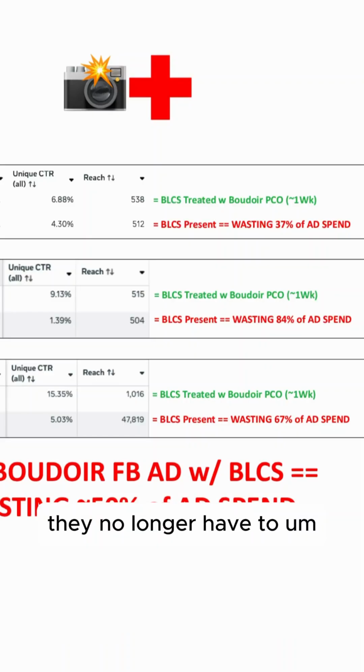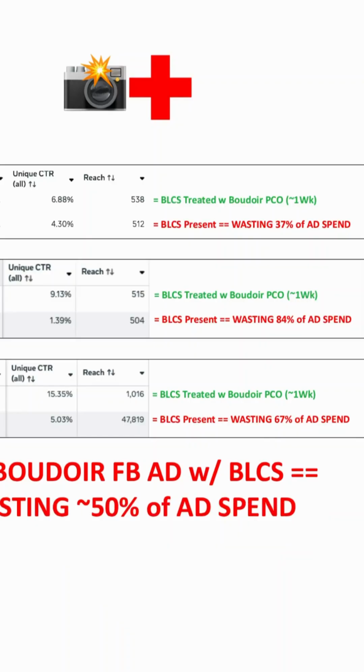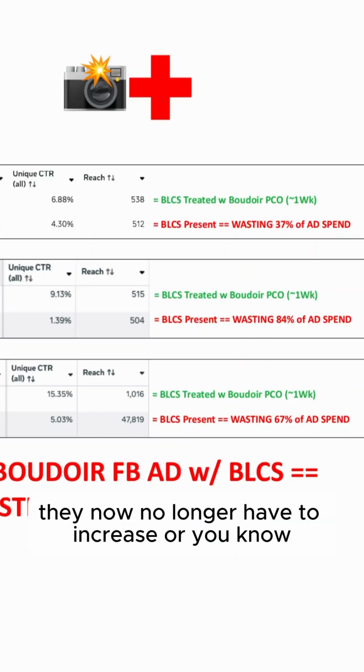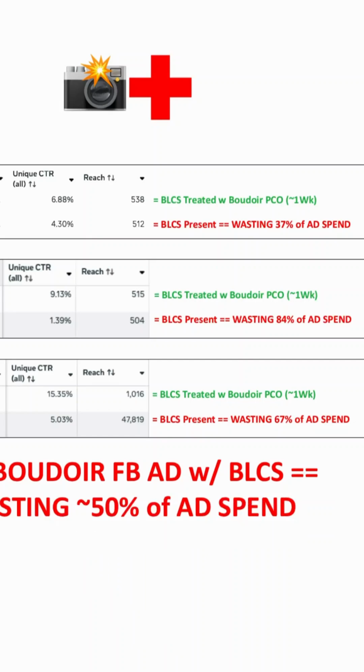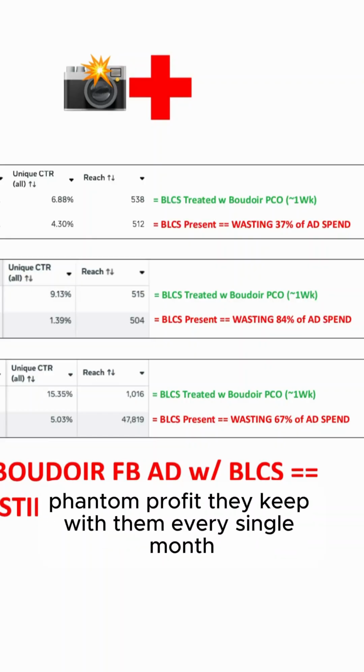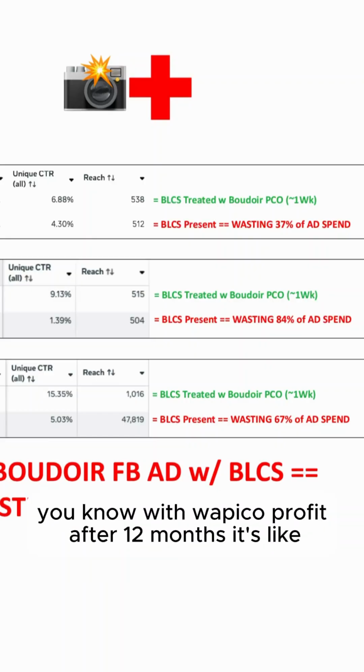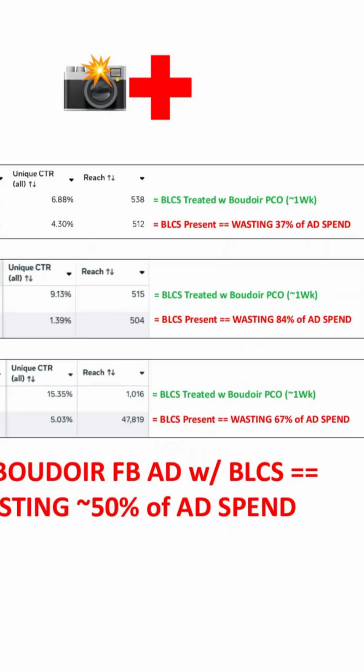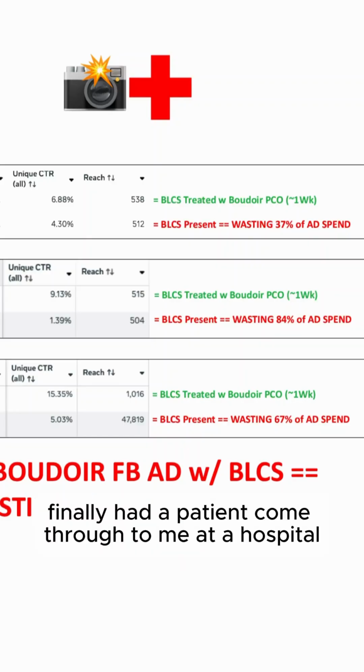They now no longer have to increase their spend at all. Simply a kind of phantom bonus, phantom profit they keep with them every single month, boudoir pico profit. After 12 months, it's like, what was that? 100K. Finally had a patient come through to me at a hospital.